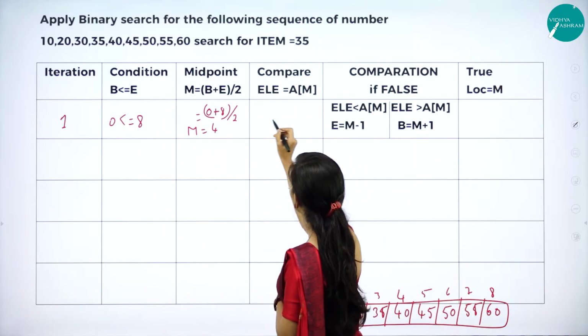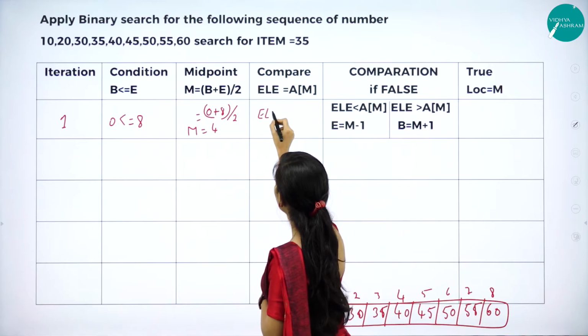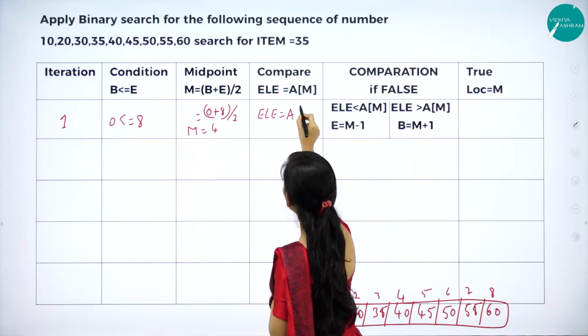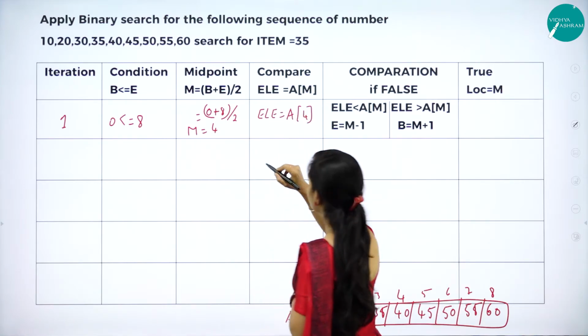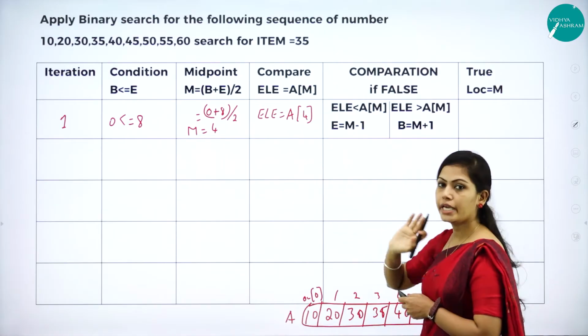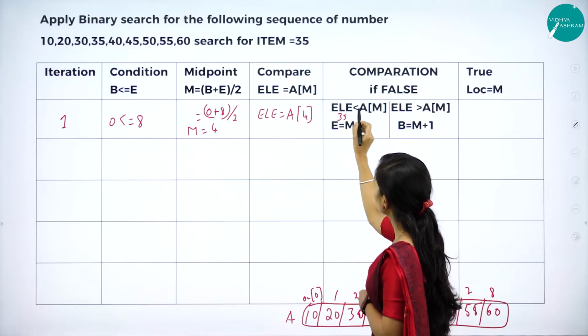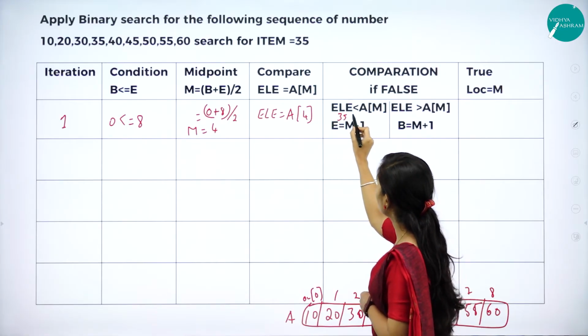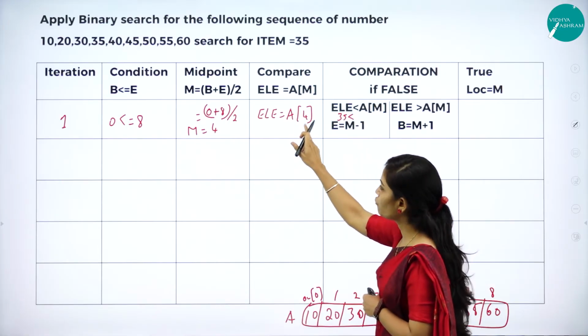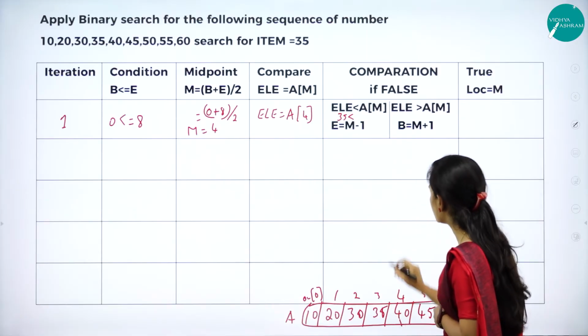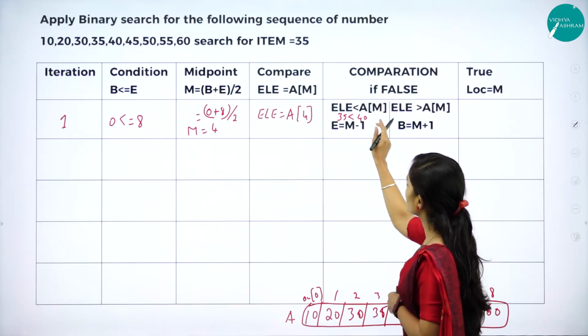The element is compared with A of M, which means A of 4. Here we have to compare with the elements. The item is 35. Is 35 less than A of M? What is A of 4? It is 40. So this condition is true.